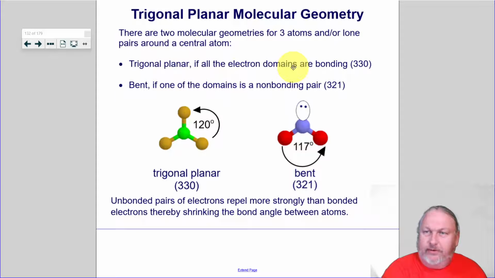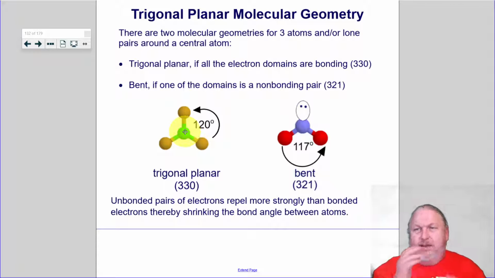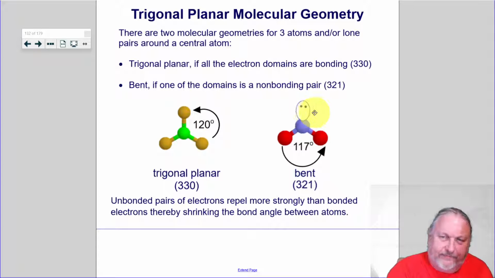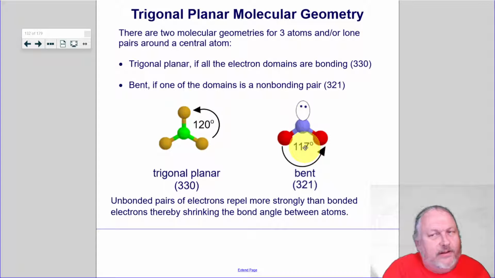So the trigonal planar happens if all the domains are bonded. You take a circle and divide by 3. It's 120. Now, we'll have a bent if one of the domains is a non-bonding pair. Because think about it, those lone pairs are going to have more influence. They're going to push those two atoms further together. So the angles are going to be a little different, because those lone pairs are more strongly repelling. So that's going to shrink the bond angle.